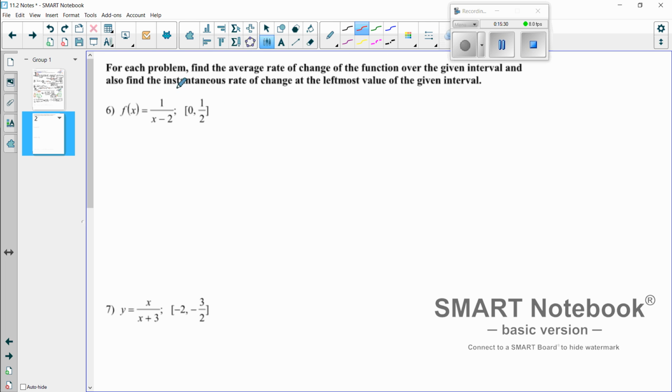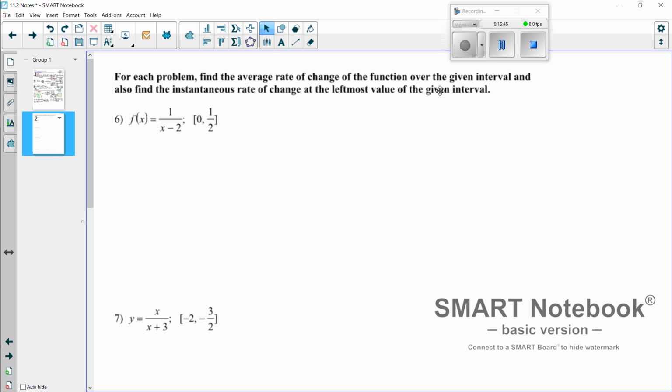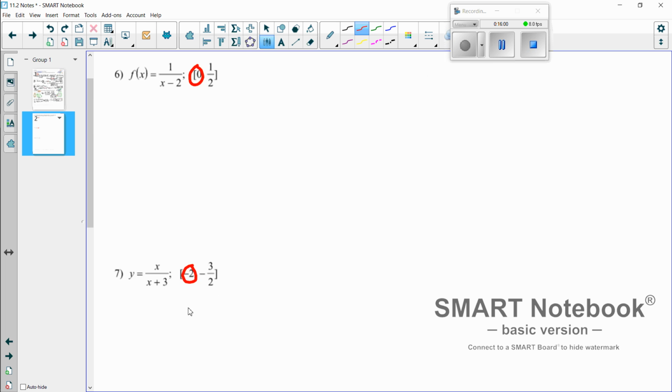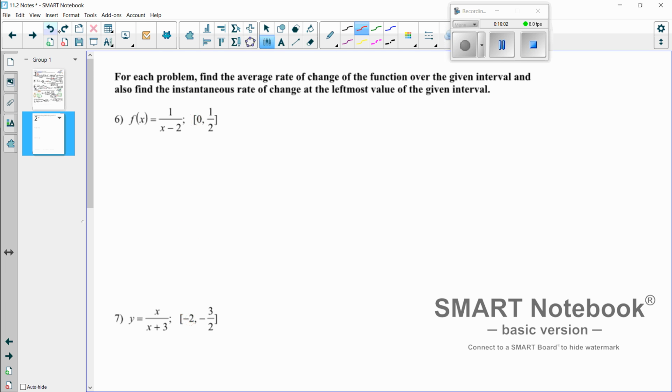So now in 6, 7, and 8, we're actually doing the exact same thing. And let's just read this quick. Find the average rate of change of the function over the given interval, and also find the instantaneous rate of change at the leftmost value of the given interval. Well, I'll just hint real quick. The leftmost value of the interval here is going to be 0, right? Negative 2 here. You know, and then 1 down there. So that's what we're going to be plugging into our derivative once we get to solving for the instantaneous rate.